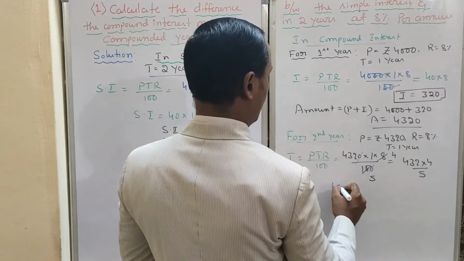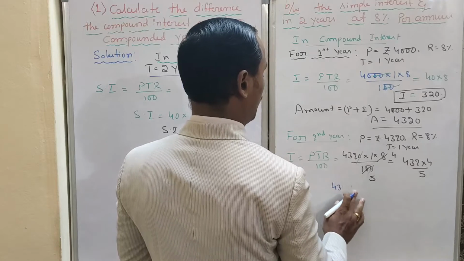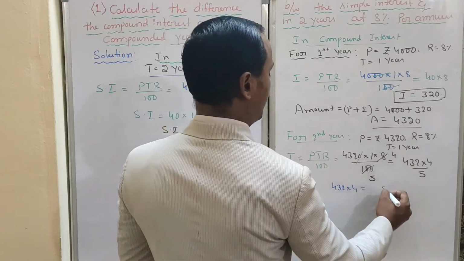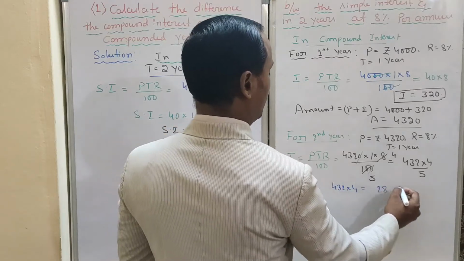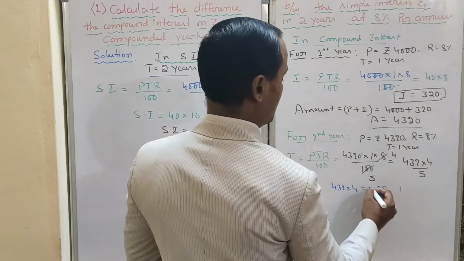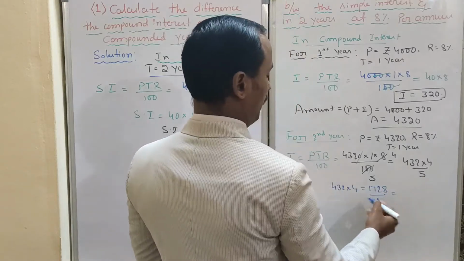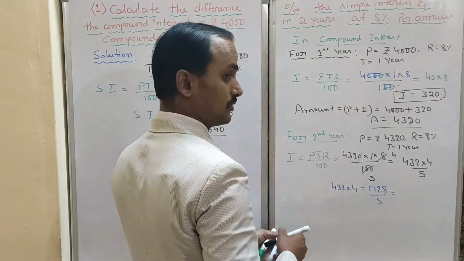Otherwise 432, multiply by 4 first. Multiply by 4: 4 2s are 8, 4 3s are 12, 1 carry, 4 4s are 16, 1 17. Now this one divided by 5. You know the division. You should practice like this.